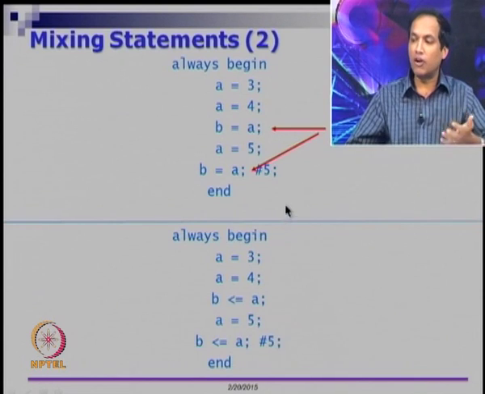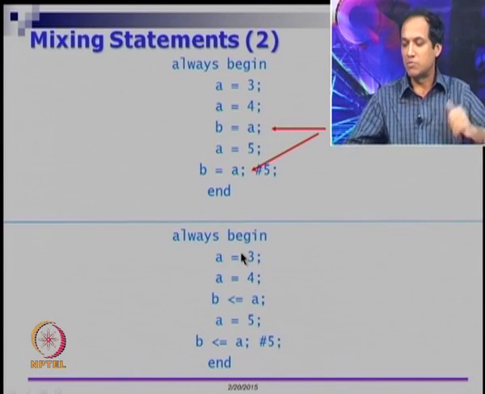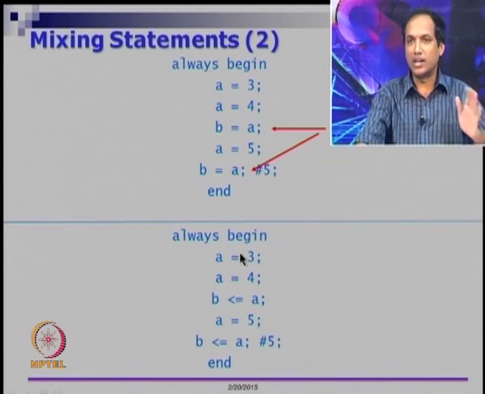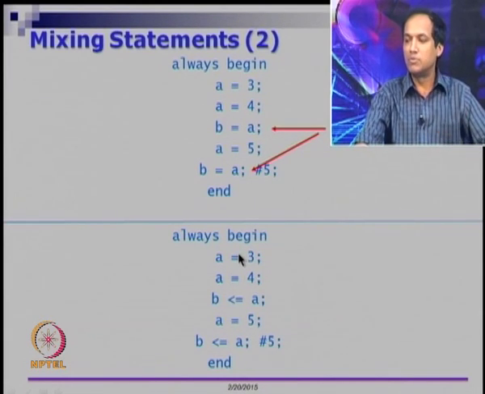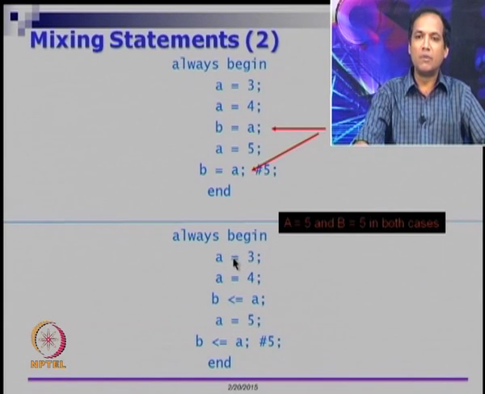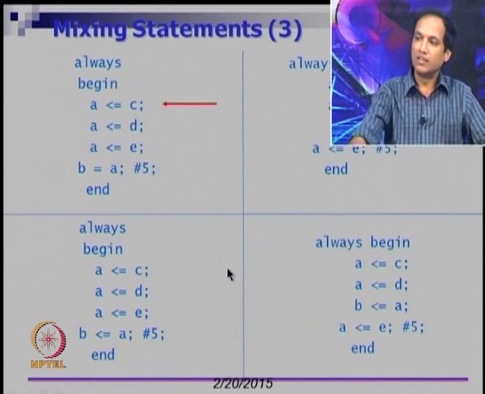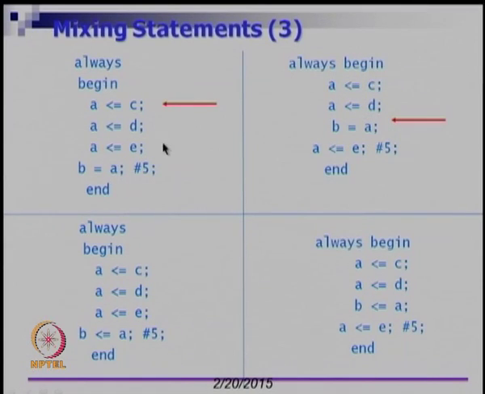So, this is not good for modeling hardware, but again I am showing this so that you understand the notion of blocking and non-blocking and the problems with mixing. So, A and B both of them get 5 in both the cases. Let us look at these statements now.